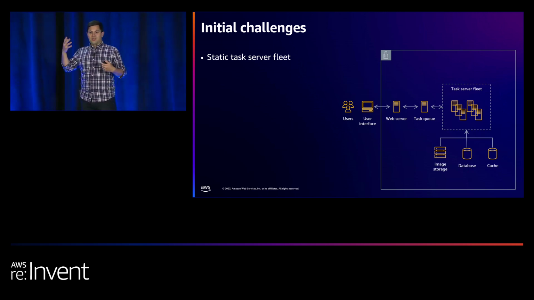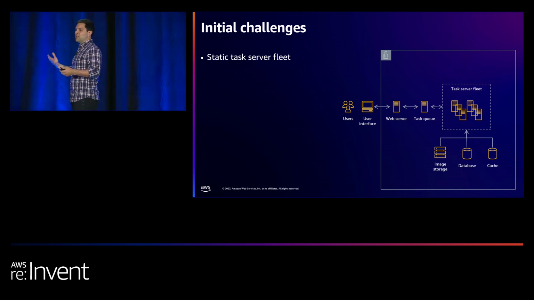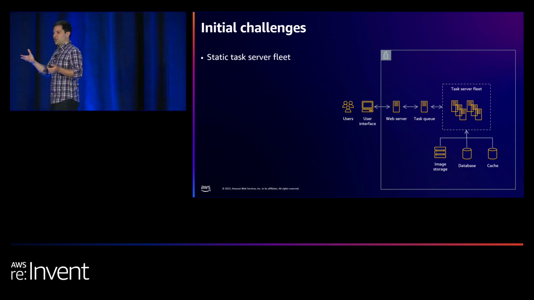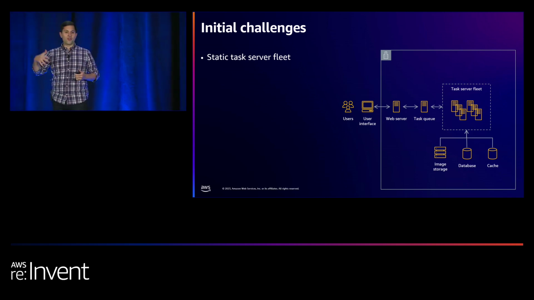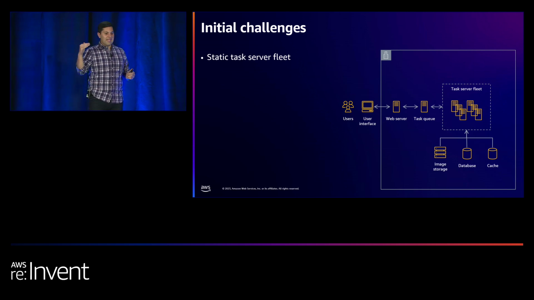The scientists, this begins with a UI. And so again, there's kind of a human level of spikiness to the traffic. When the scientists are logged into the UI, kicking off jobs, we see flurries of traffic. When they're not, we don't. And so this was a static server fleet.